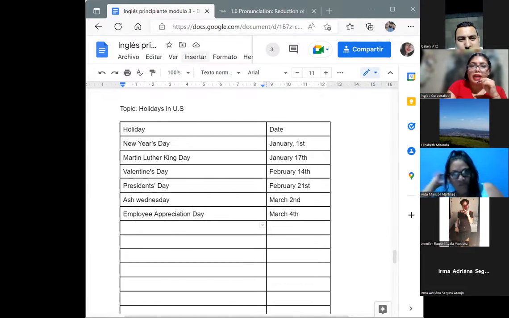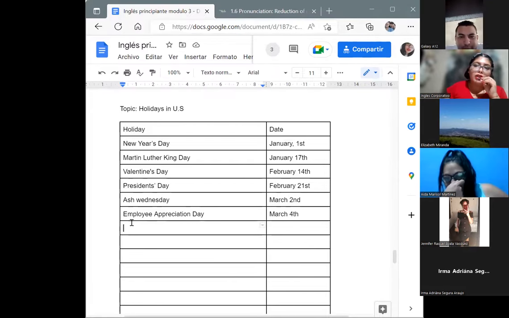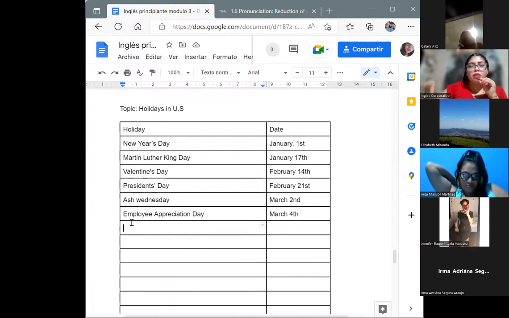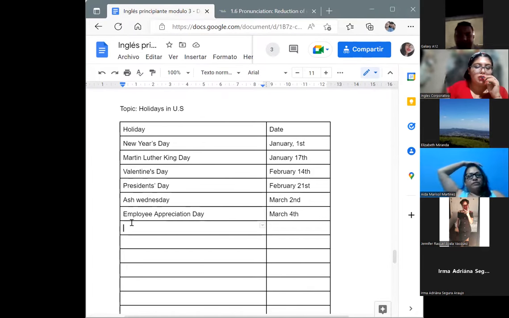Yes, Saint Patrick's Day. Let's continue with this one. I found a page in which we can see all the celebrations and all the holidays that they have. And they specify in which places they have that celebration. Some celebrations only happen in specific places, like only in California or only in Texas. In this case we are going to cover the most common ones across the country.